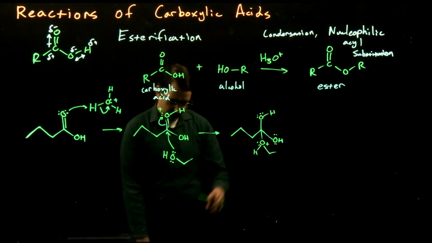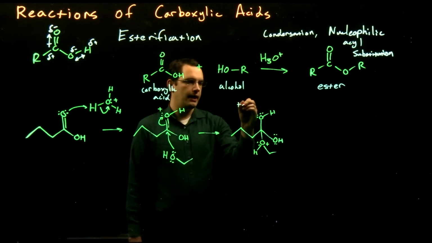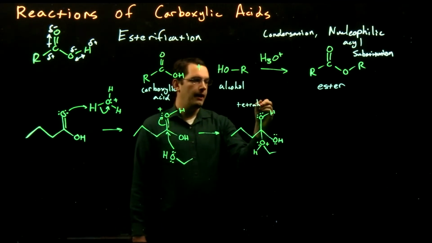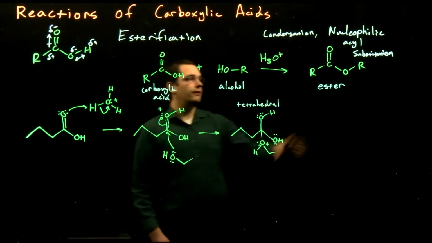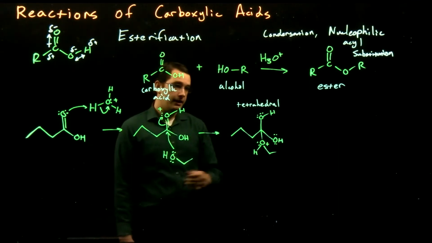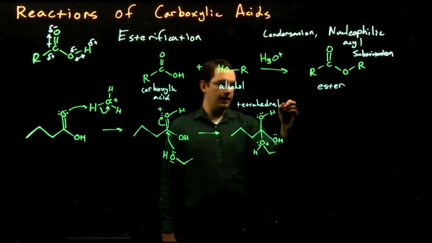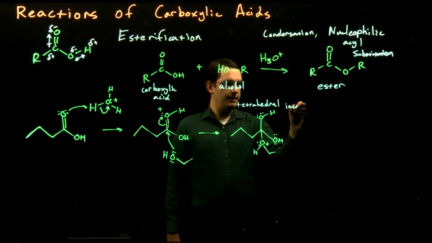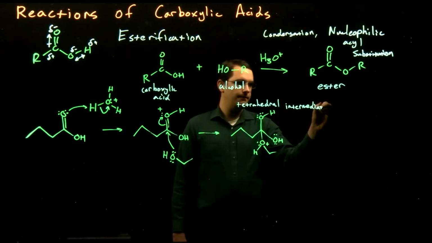Notice how we get this key tetrahedral intermediate here in this reaction mechanism. As we'll see, this is fairly common. We're going to be looking at other nucleophilic acyl substitution reactions in our upcoming lectures. And this sort of tetrahedral intermediate is a very common intermediate in our nucleophilic acyl substitution reactions.